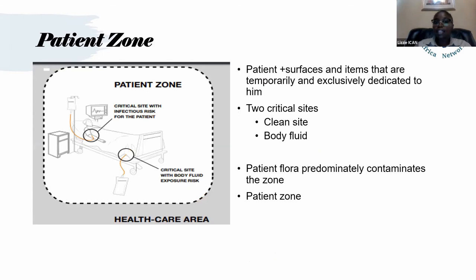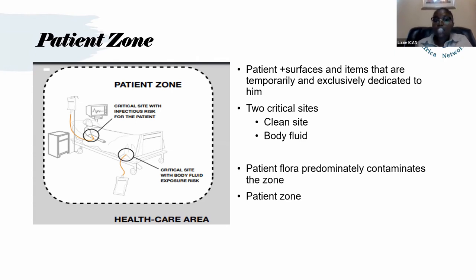And earlier on, I talked about the patient zone and the healthcare area. The patient zone is defined as the patient and the surfaces and the items that are temporarily and exclusively dedicated to him or her. The patient zone actually has 2 critical sites, which are the clean site and the body fluid site. As we said earlier on, the patient flora predominantly contaminates this zone. And it is where the concept of the 5 moments is derived from, because the 5 moments have to happen as you deliver the care of the patient.